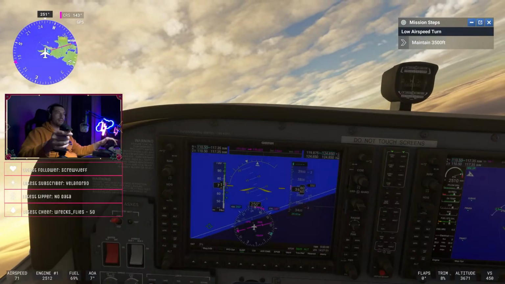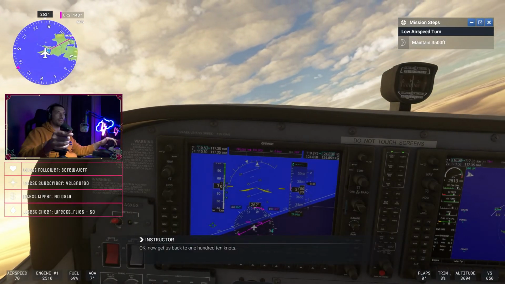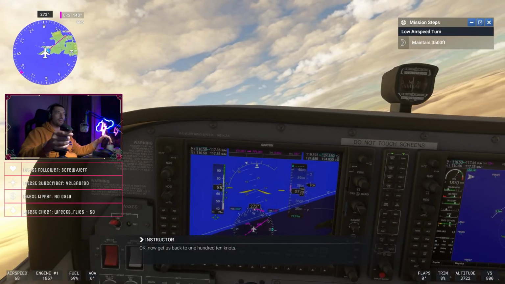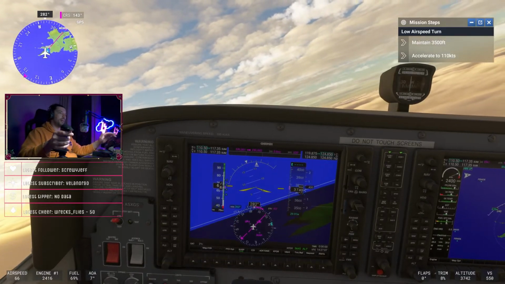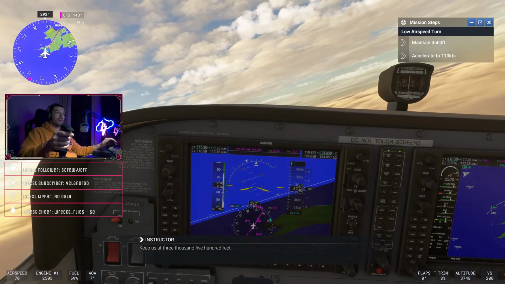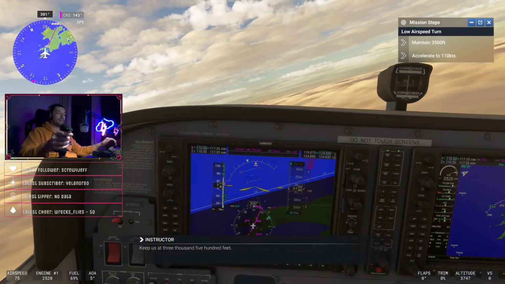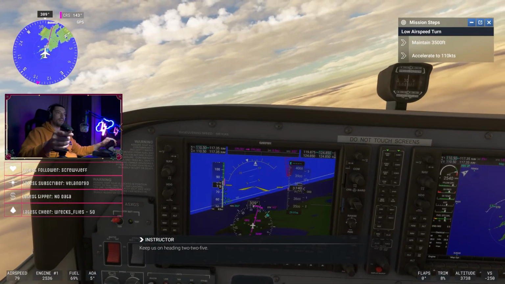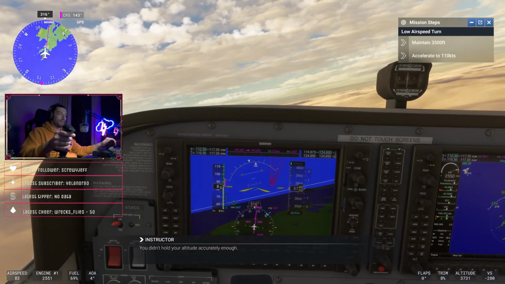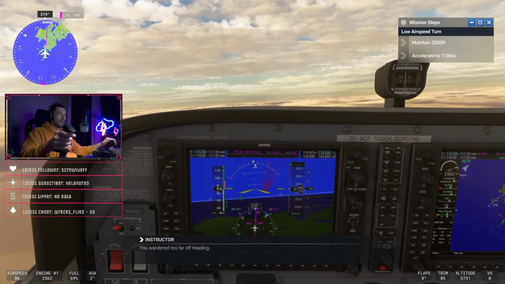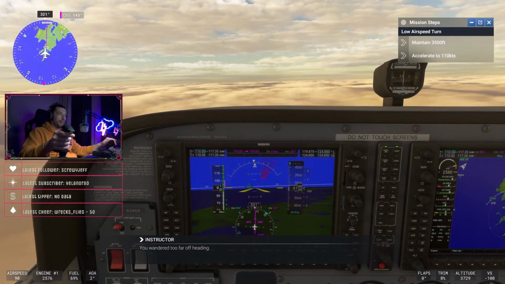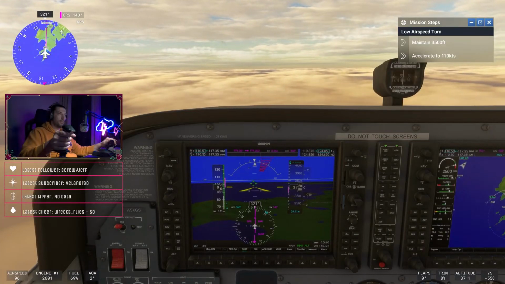I got it. Okay, now get us back to 110 knots. Alright, I can do this. It's the easiest part. Keep us at 3,500 feet, 110 knots. Keep us on heading 225. You didn't hold your altitude accurately enough. You wandered too far off heading. Yeah, good sir. Fuck off.